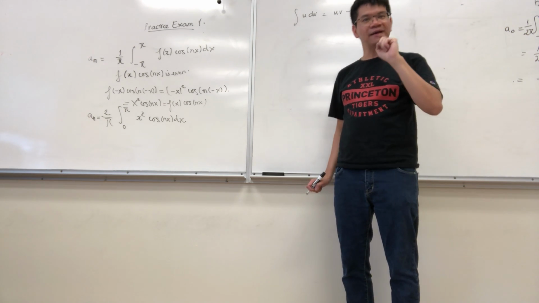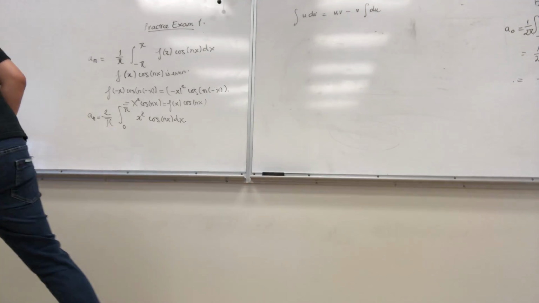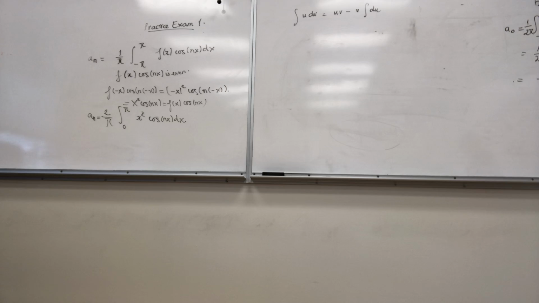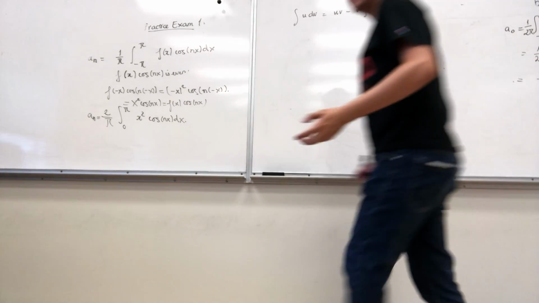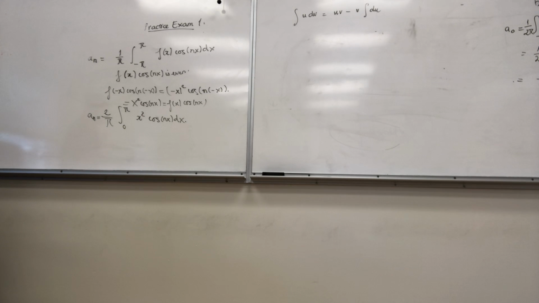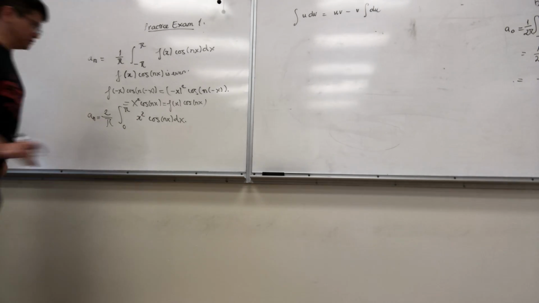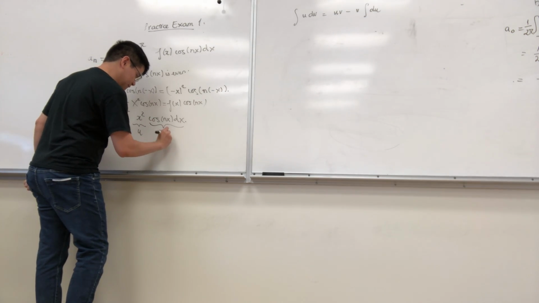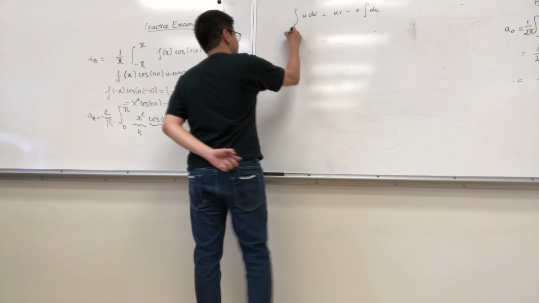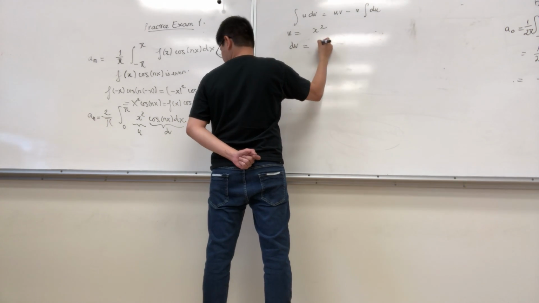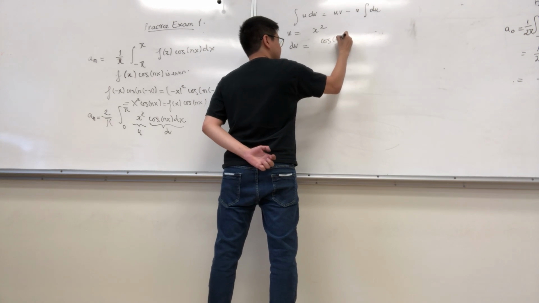Right. All right. So in this case, you're going to group all of the polynomial, and you're going to group all of the cosine and sine. All right. So in this case, u is going to be x squared, and dv will be this guy. So u will be x squared, and dv will be cosine nx.